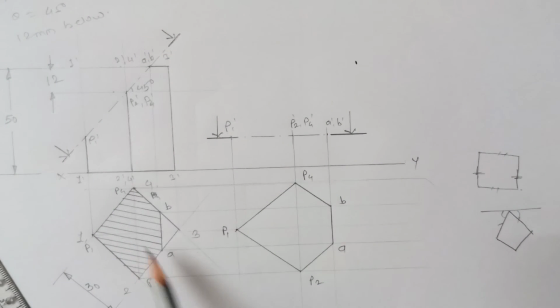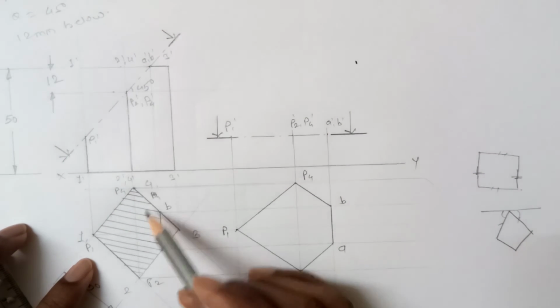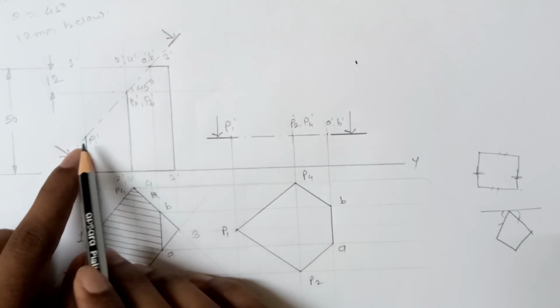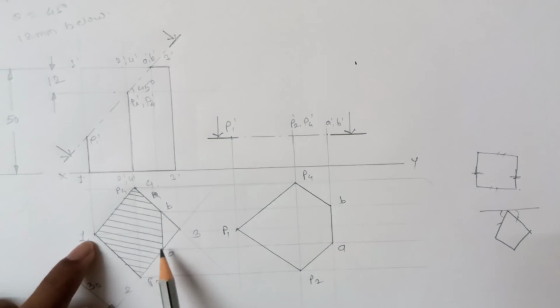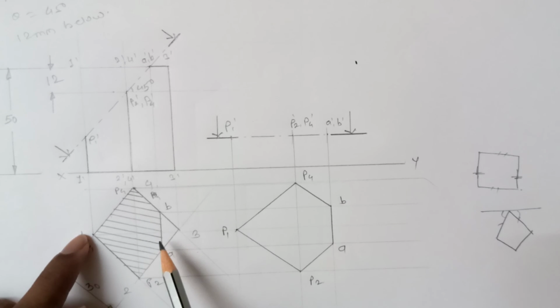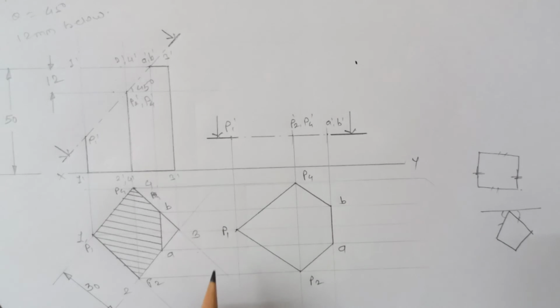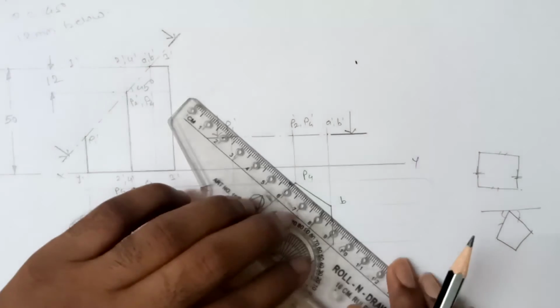Now you can see here, the diagram that appears in the top view, P1 P2 A B, the same diagram appears in the true shape, but in the true shape the length will be more, because here we take the true length of the section plane, and here we get the apparent length. That's why the length of the section in the top view is less, and in true shape it is more.